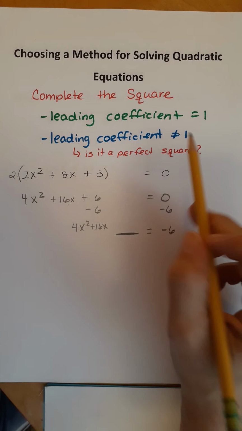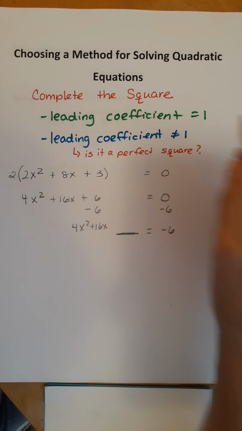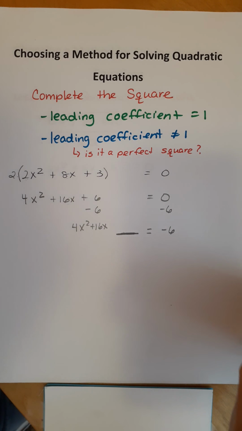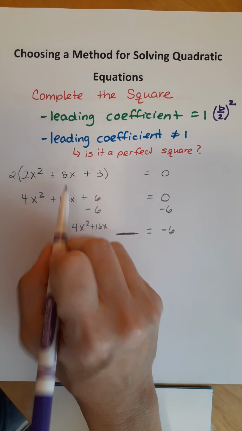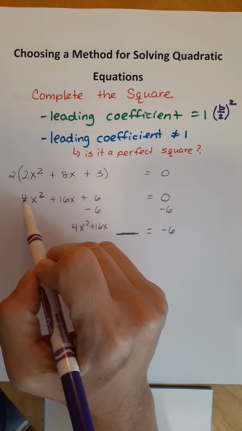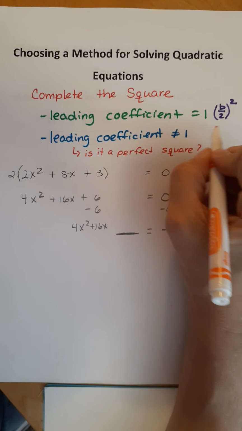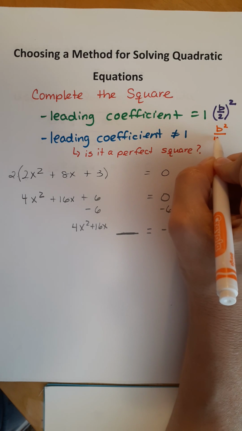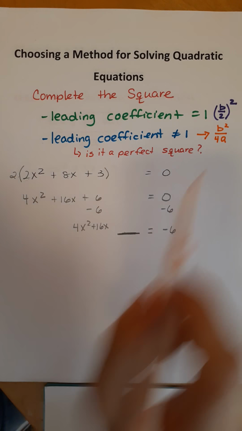The formula when your coefficient is not equal to 1, to figure out what's in here: if the leading coefficient is 1, we use this little magical formula, b over 2a squared. We would take our b, divide it by 2, and square it. But my coefficient is not 1, it's 4. If it's not equal to 1, we have to use a different form: b squared over 4a. So, since this is 4 and that's not 1, I have to use this.